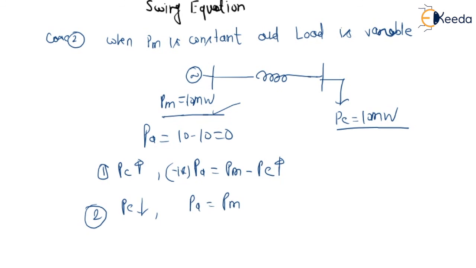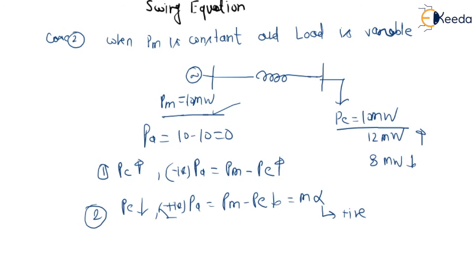Let us assume the first case was 12 megawatt when we increase. Now the second case is 8 megawatt. So this is the decreasing case and that is the increasing case. When we decrease the value of PE, the PA value will be positive, and this will be M alpha, so the rotor will feel positive acceleration. The speed of the rotor will start increasing, NS will be constant and the rotor speed will keep increasing, so the delta value will start increasing.